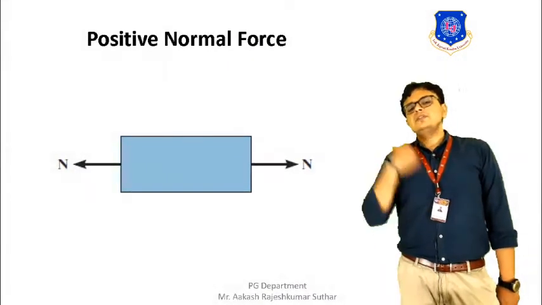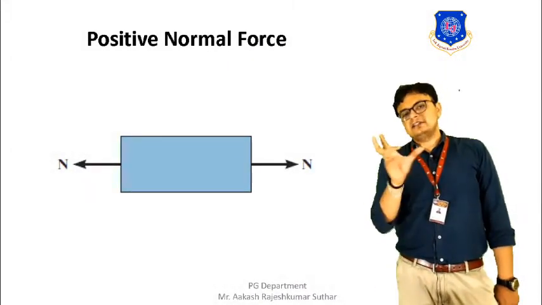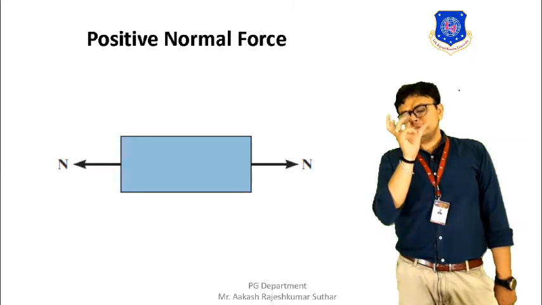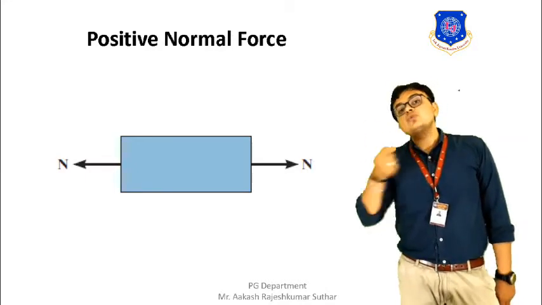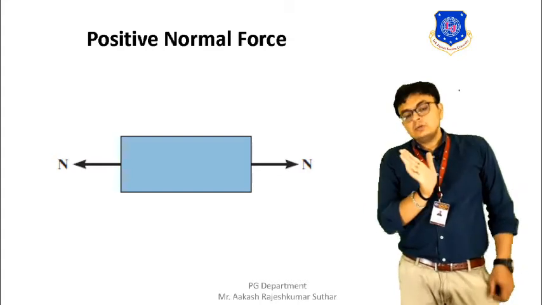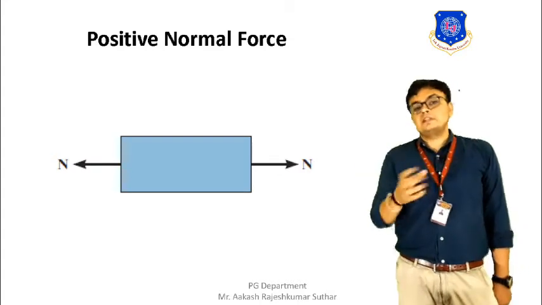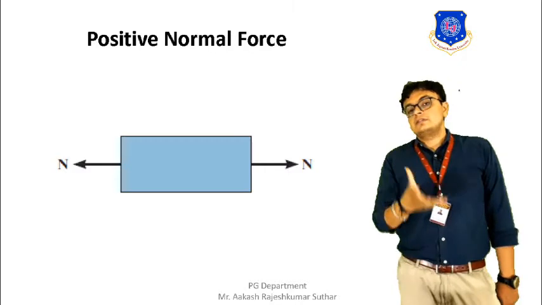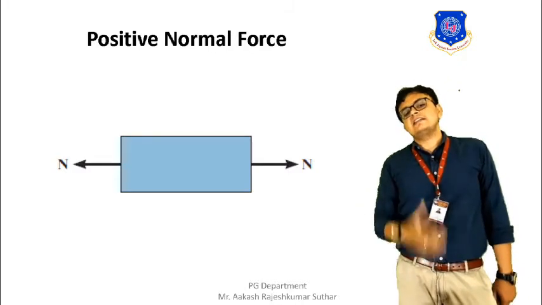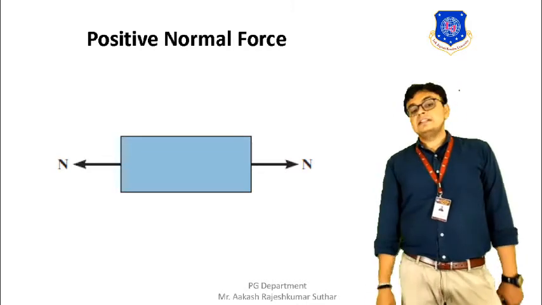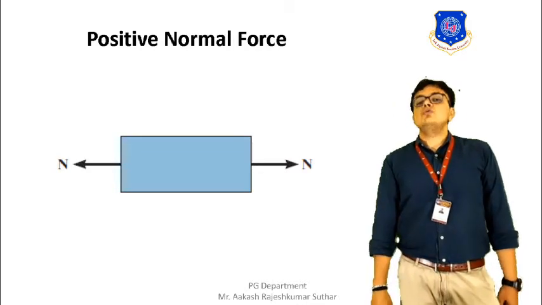You can see over here we have a particular section where the normal forces are trying to elongate. Both of them are moving in opposite directions, trying to elongate the section. So whenever the normal forces are acting in such a way, it is termed as the positive normal force.